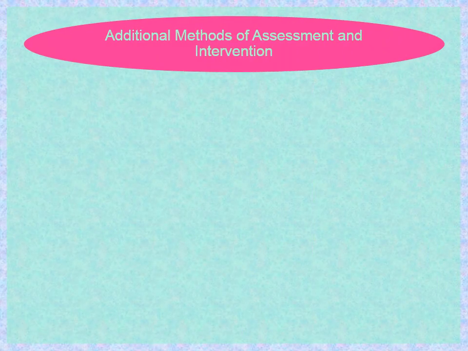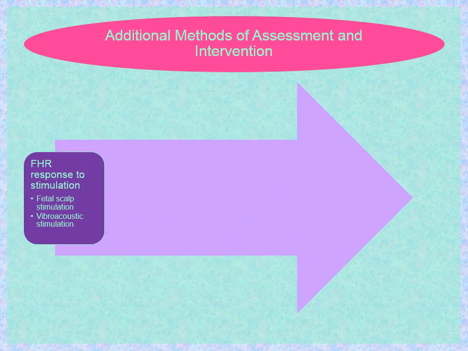There are additional methods of assessment and intervention. If the fetus seems to be asleep, there are methods to check for fetal response. In general, a fetus with an intact central nervous system will respond with accelerations in the fetal heart rate when stimulated. The two methods of stimulation are fetal scalp stimulation done upon vaginal exam and vibroacoustic stimulation.